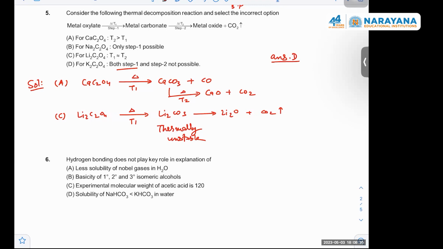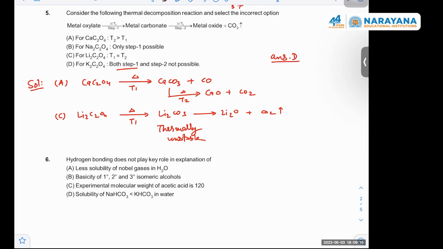I think option C and option D are very straightforward. We know that the experimental molecular weight of acetic acid becomes double due to hydrogen bonding. So it is obvious. Solubility of NaHCO3 is also less than KHCO3, because in both cases intermolecular H bondings are there, but of different patterns. NaHCO3 has a very strong form of H bonding, and KHCO3 does not, because it is in dimeric form, but NaHCO3 is in polymeric form. So they both are very straightforward options.